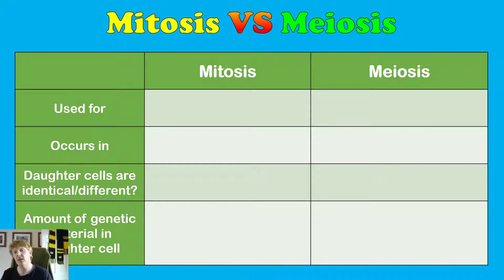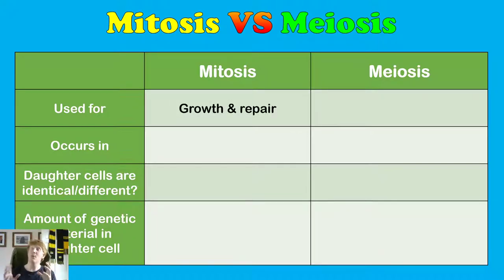All right, next. So let's have a look at mitosis and meiosis. And you just need to be able to do some simple comparisons for what they're used for, where they occur, and what genes are present in the daughter cells, okay? So mitosis, what's it used for? It is used for growth and repair.